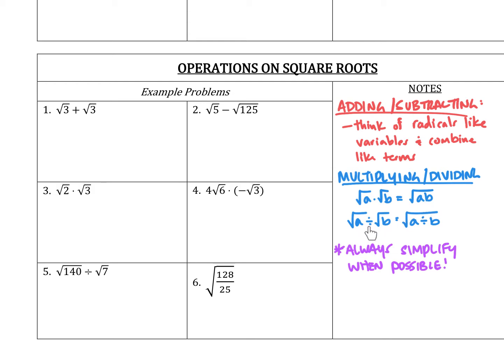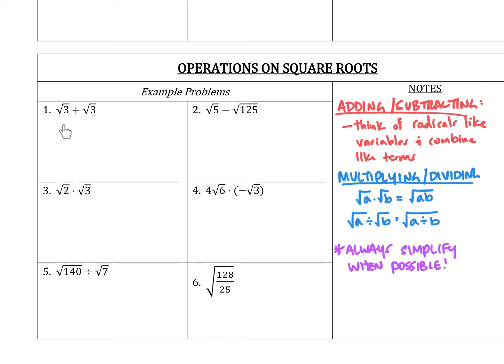And then the same thing works with dividing. If I have the square root of a divided by the square root of b, I can put a divided by b under one big square root. But that would also go the other direction. If I have a divided by b under one big square root, I can break that up and do the square root of a divided by the square root of b. And then always remember to simplify whenever possible. Sometimes you'll be simplifying before you do the operation, before you add, subtract, multiply, or divide. Sometimes you also have to check to see if you can simplify after you do whatever operation it's describing here.